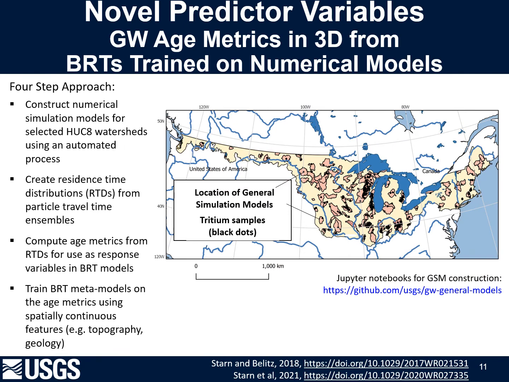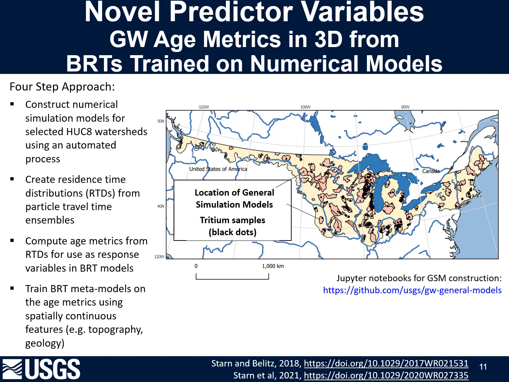And the last model I want to talk about is a model that was used to generate information on groundwater age in 3 dimensions. The process is the same as what we saw before. The difference, however, is that the response variable was generated using numerical models. So looking at the steps here, numerical simulation models were constructed for a range of HUC 8 watersheds across the aquifer system using an automatic process. These are really inexpensive models. Notebooks that describe their construction can be accessed through this URL on the slide.